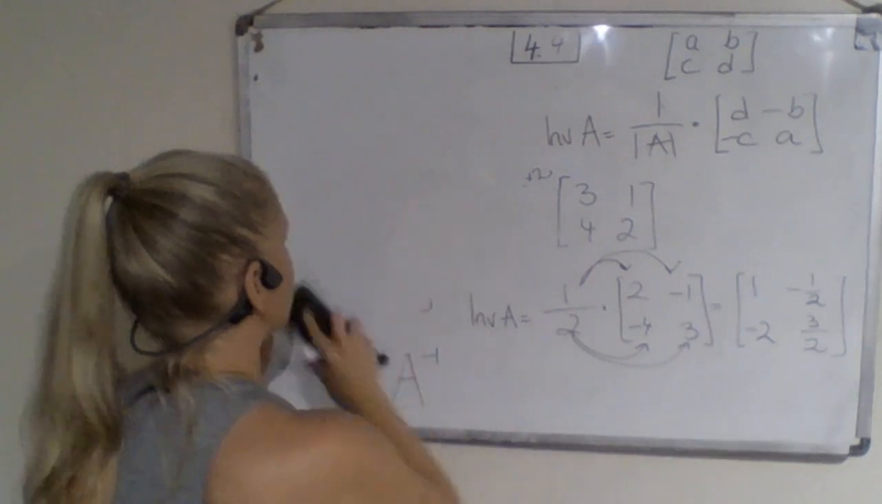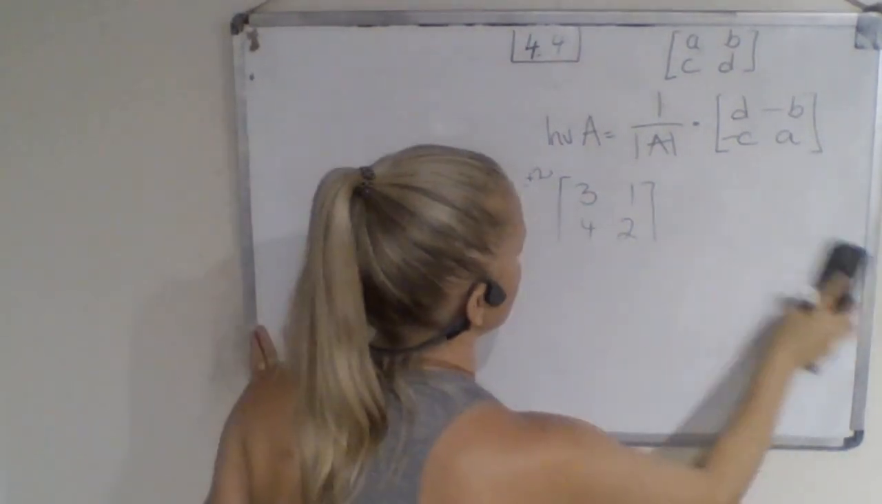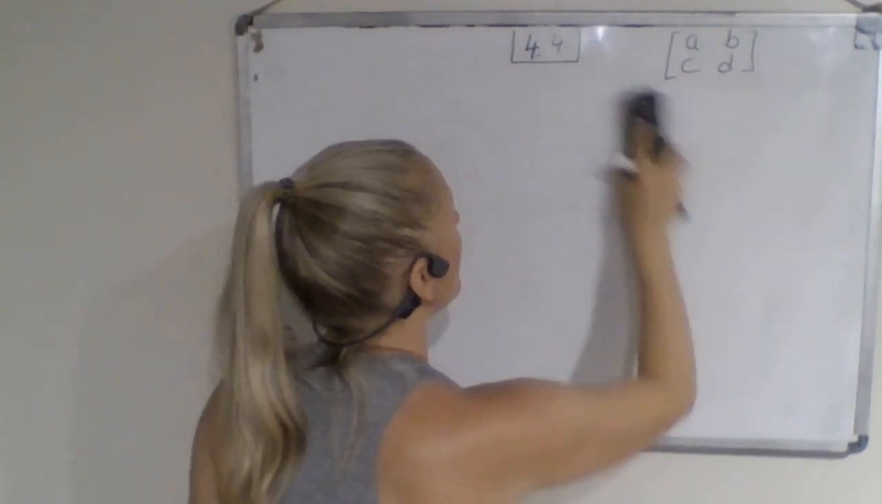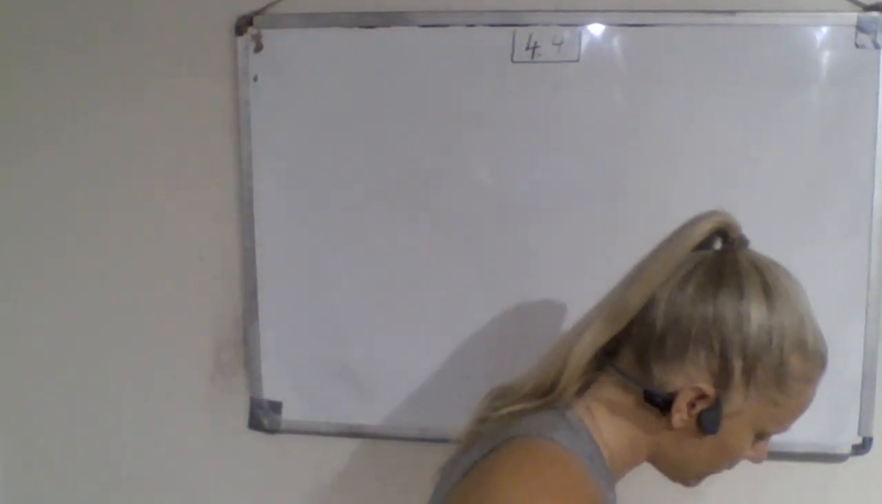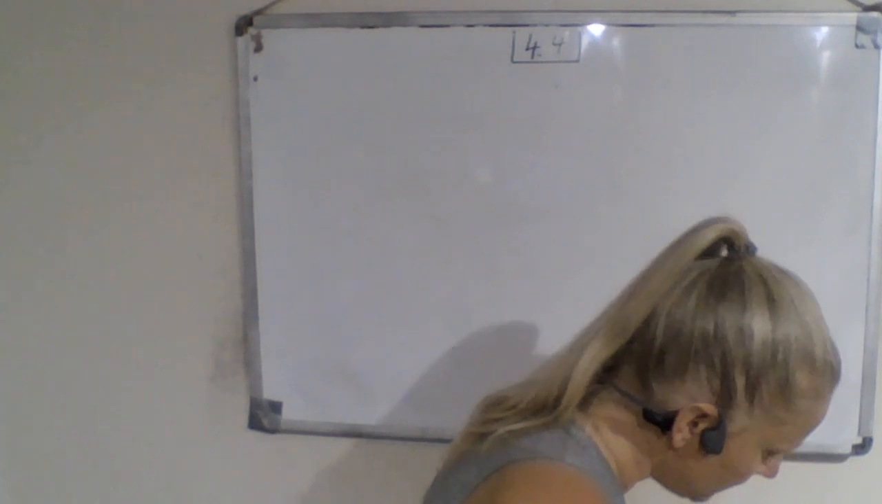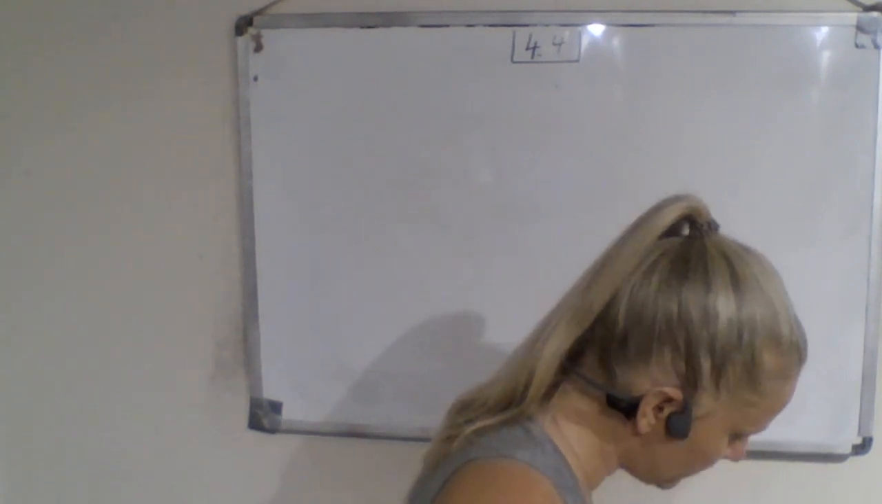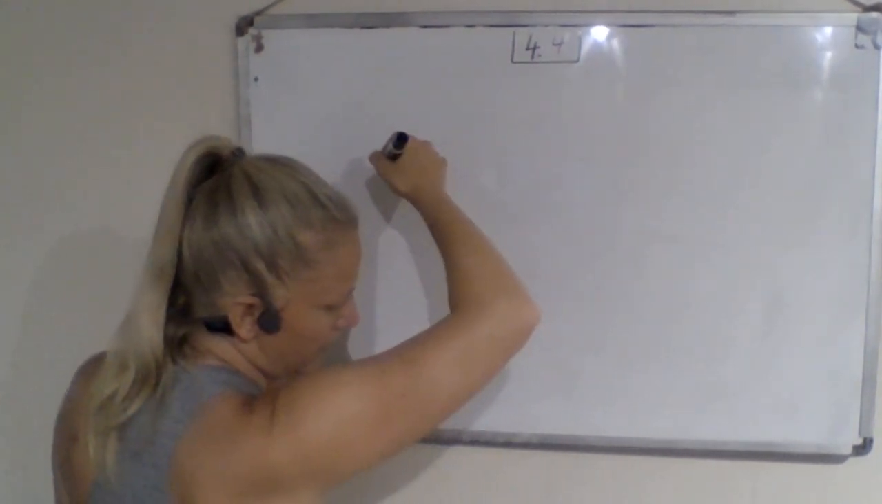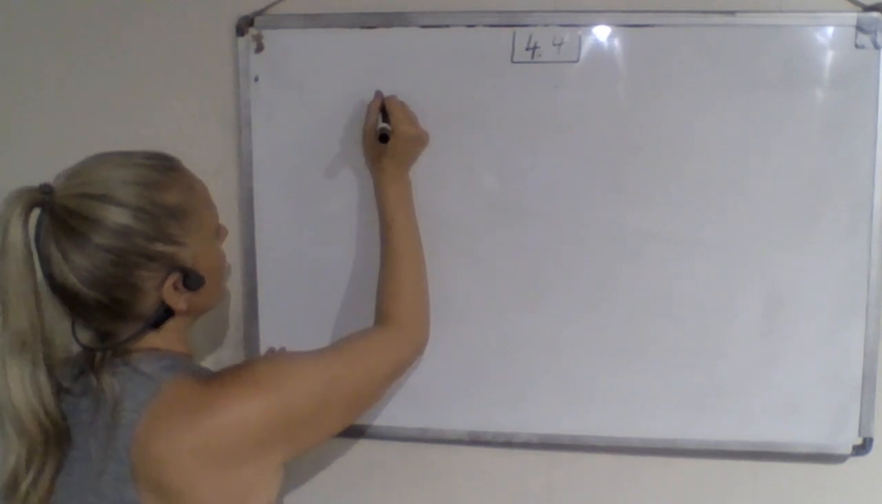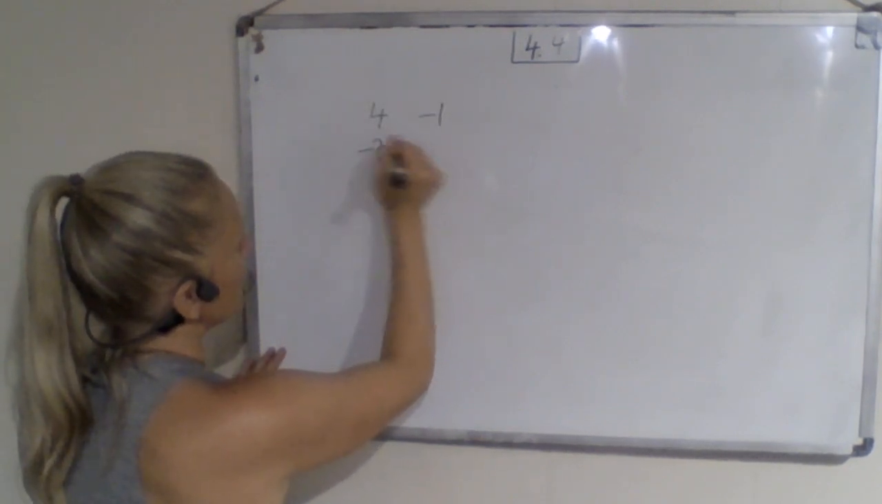Now, after this, we have learned about all kinds of equations of how to solve stuff and find out the inverse of any matrix. How do we do it? How do we get there? Well, here it is. Let's say you have the matrix A that is 4, negative 1, negative 3, and 1.